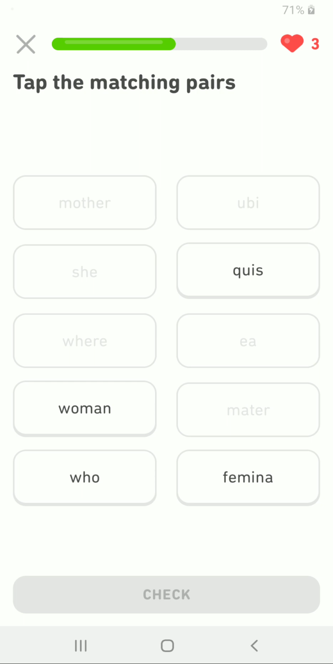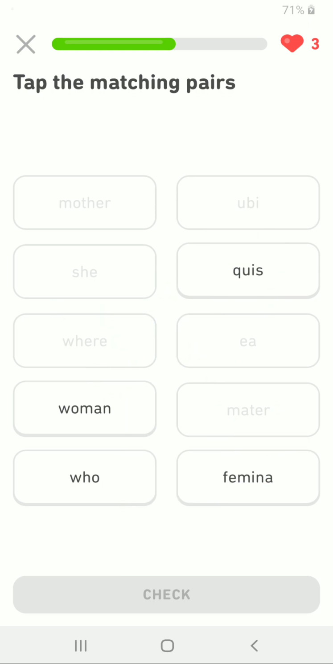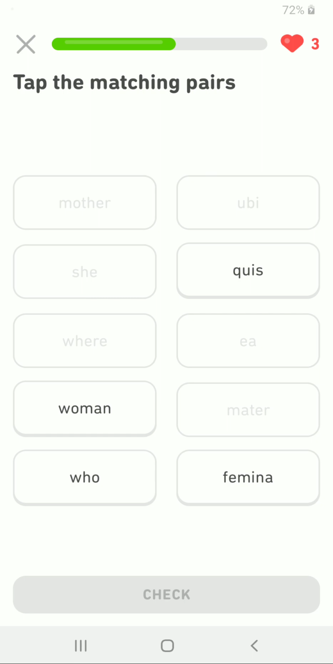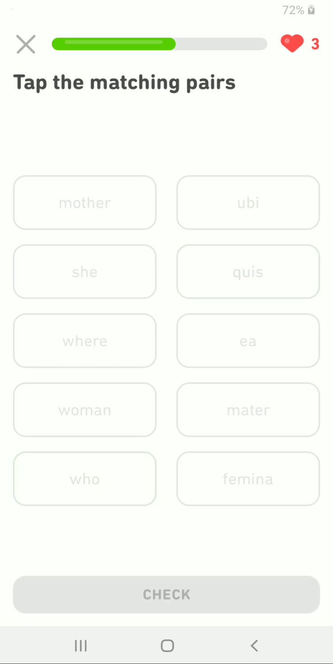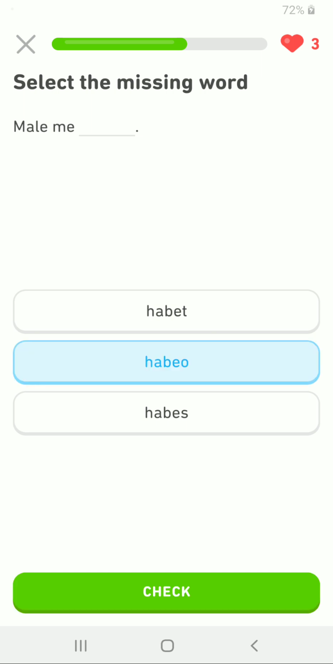In urbe. Urbs is the city. So in urbe, I will write it as well. In urbe means just in the city. Notice that urbs and urbe, the ending also changes. Femina, quis. Quis. Good. And male me habeo.